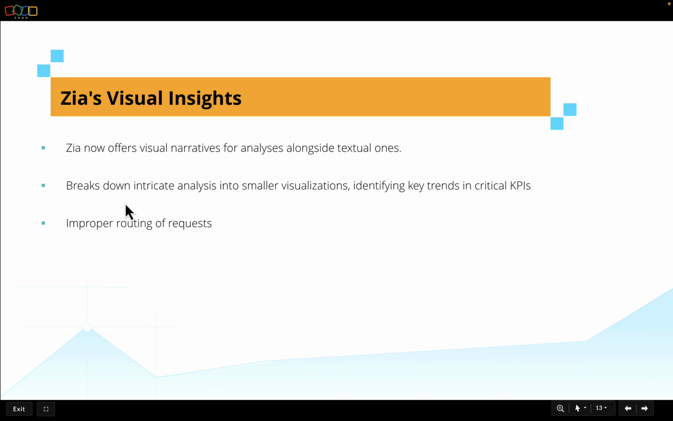ZIA automatically breaks down intricate visualizations into smaller focused analysis, identifying key trends and summarizing critical KPIs visually. This gives you a clearer, more intuitive view of your insights and helps you uncover the underlying factors driving your trends or anomalies. Let's see how ZIA's Visual Insights works now.